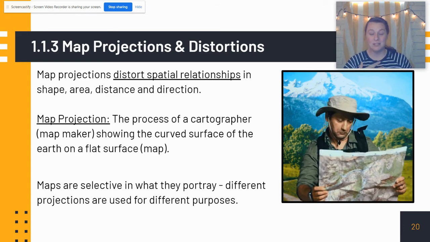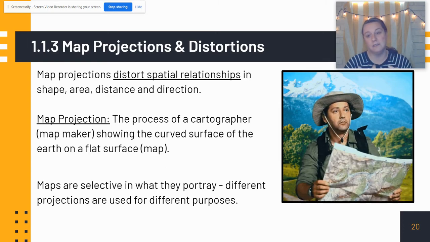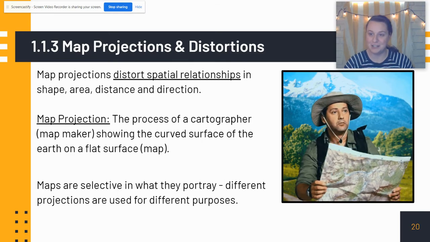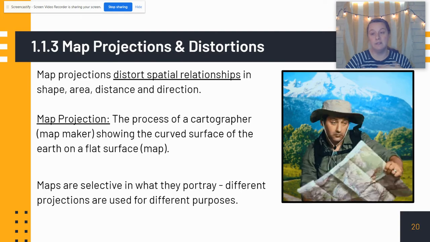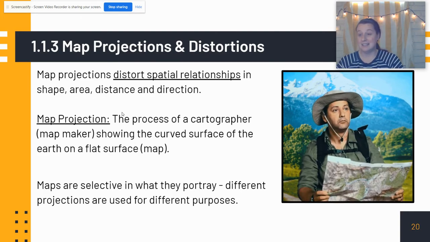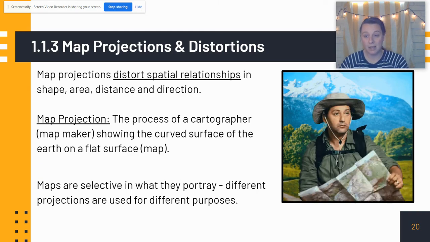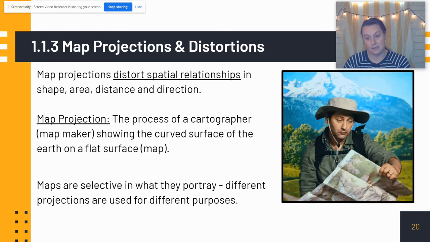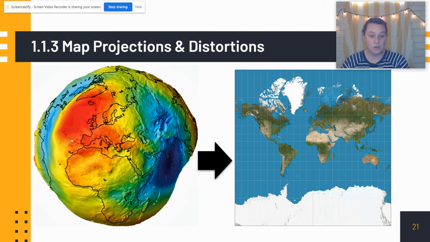And all maps are selective. They all have different purposes. There are hundreds of map projections out there. You don't need to know all 150 of them, but you do need to know that they are created for different purposes. We're just going to look at a few of the major map projections and discuss their distortions and their advantages. But the main idea here is that cartographers are not magicians. They have to transform this ball into something flat for us to see the map projection, and it gets distorted along the way.